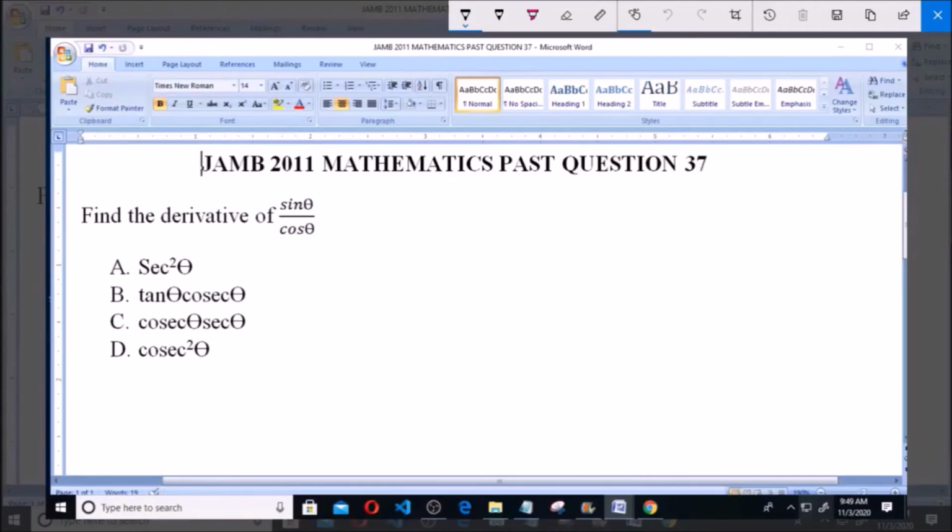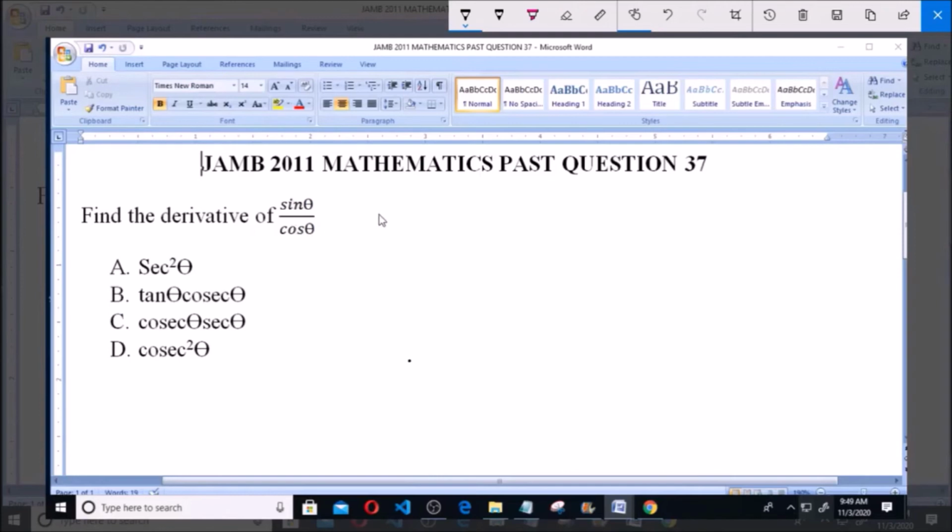I'll be answering JAMB 2011 Mathematics Past Question 37. Find the derivative of sin theta over cos theta. A, sec square theta. B, tan theta cosec theta. C, cosec theta sec theta. And D, cosec square theta. Now I'm asked to find the derivative of sin theta all over cos theta.